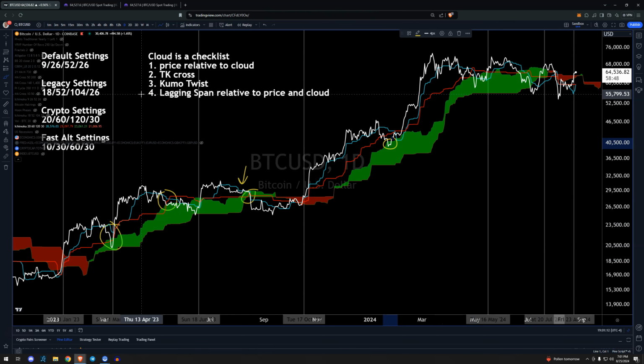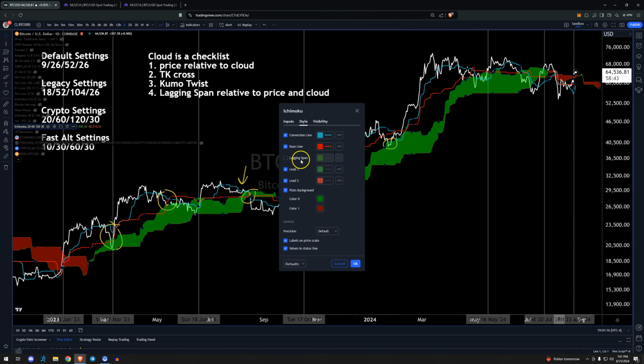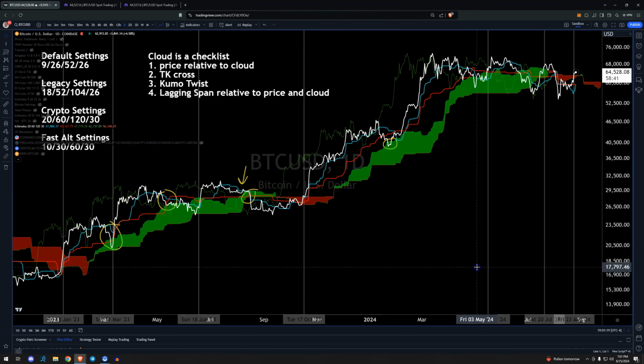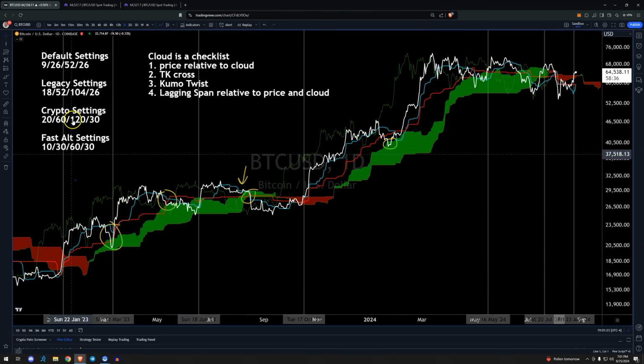The fourth part of the checklist here, I leave off the cloud. Another common question I get: why don't you use the lagging span? Where's your lagging span? What about the lagging span? Because I'm doubling the settings, because I already am pumping these up, I'm omitting the 4th point on the checklist. Some people think this is heresy. I get it. That's fine.